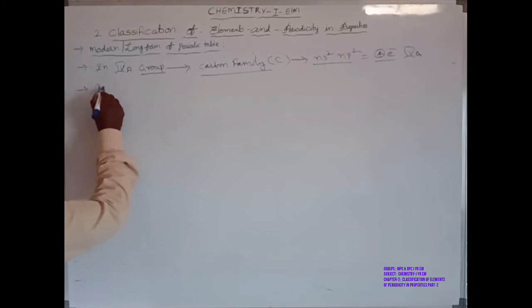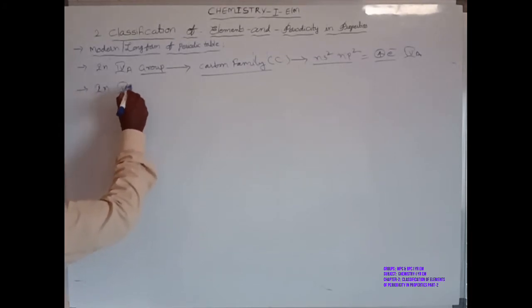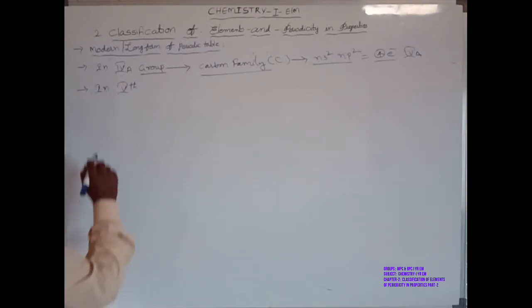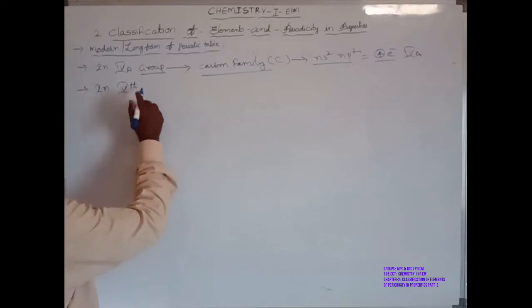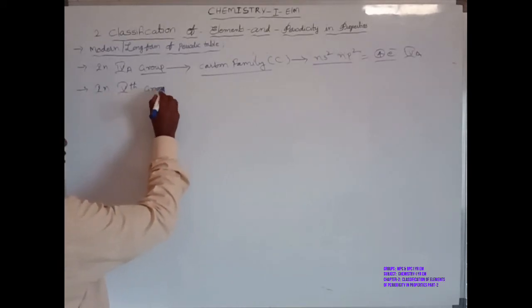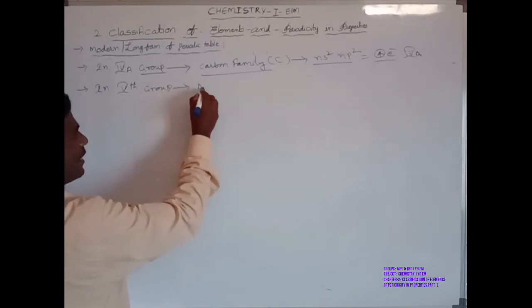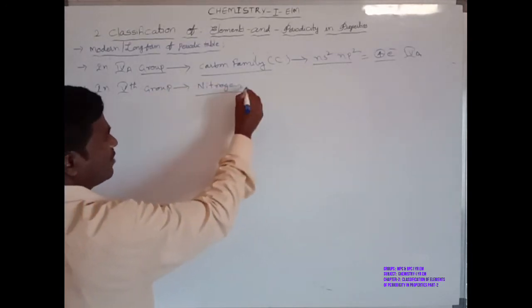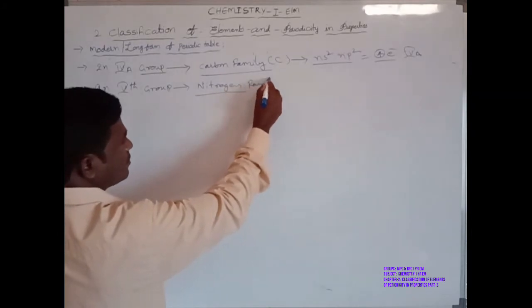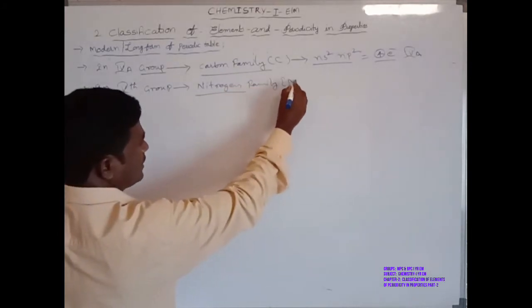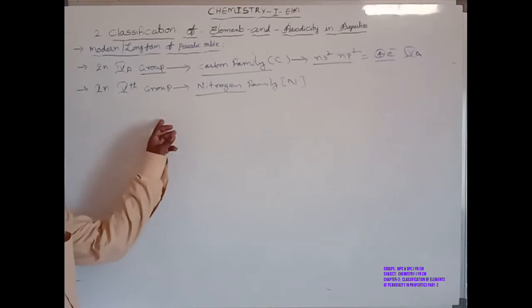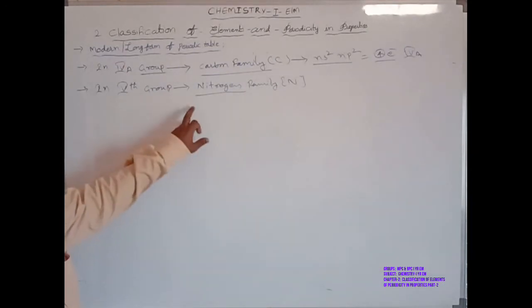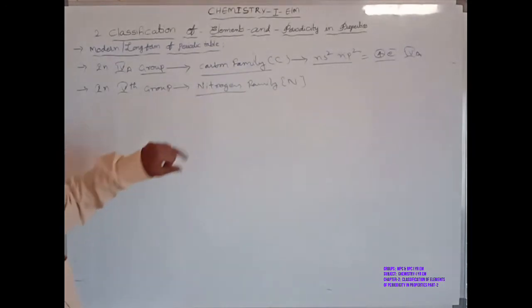In the modern periodic table, the fifth group elements are also called the nitrogen family or pnictogens. Nitrogen family, also known as N. The fifth A group elements are also called the nitrogen family.